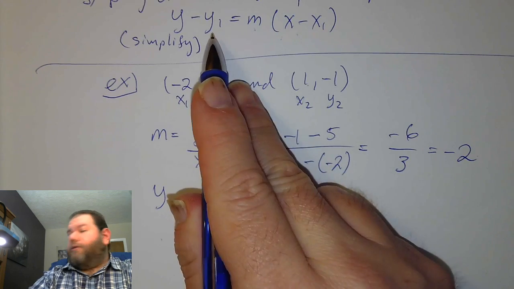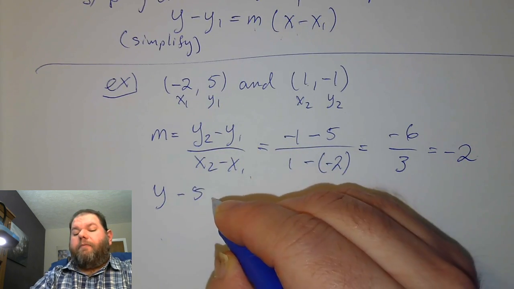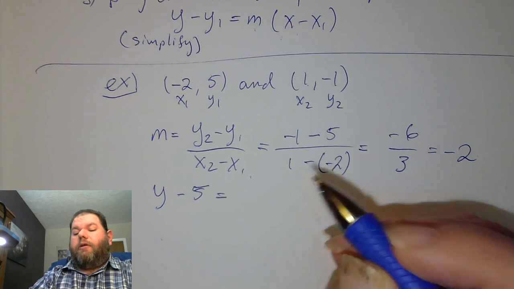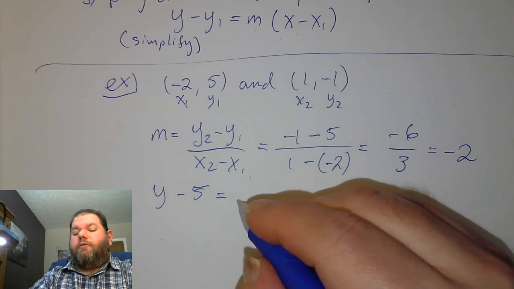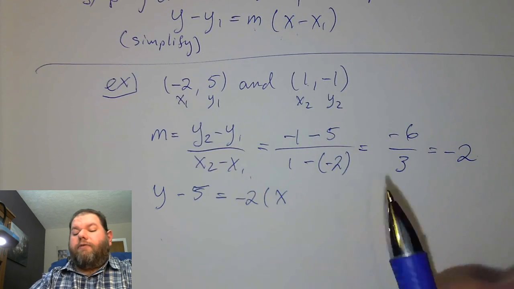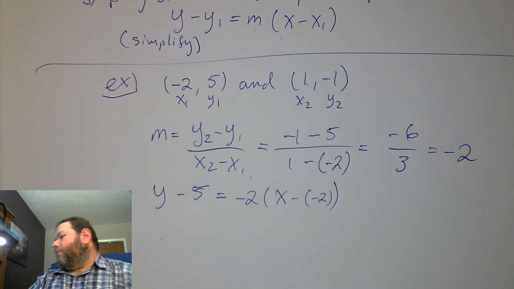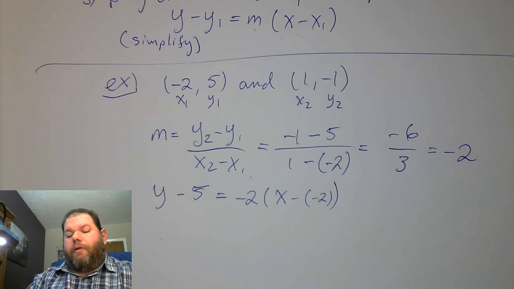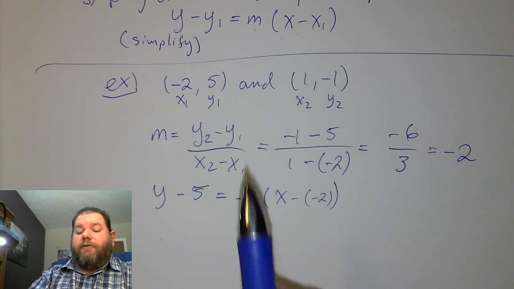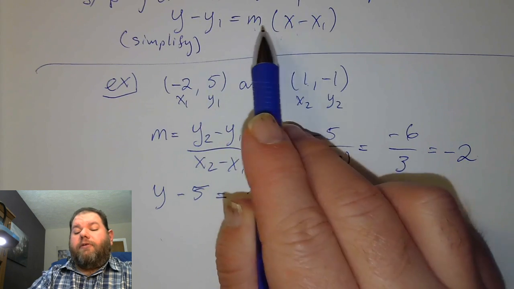So y1 is 5. M is -2. And x1 is -2. Okay. So y minus 5 equals -2 times parentheses x minus a -2. That's just taking m, x1, and y1 and plugging them into this equation.